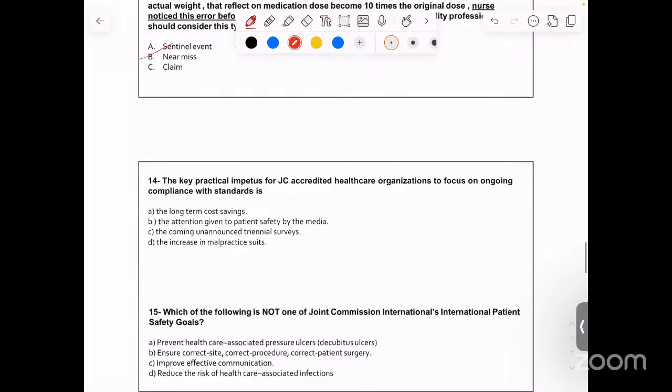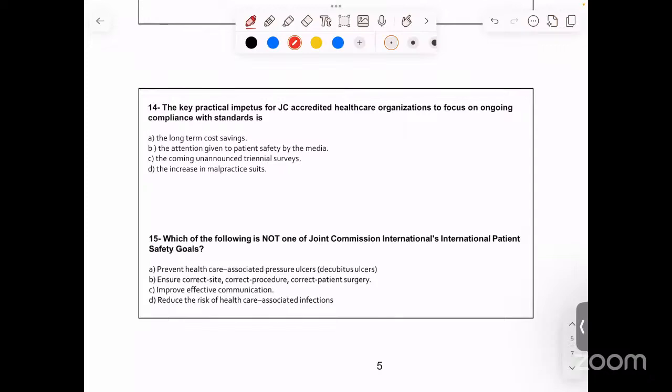Okay, number 14. The key practical impetus for JCI accredited healthcare organizations to focus on ongoing compliance with standards is: A, the long-term cost savings; B, the attention given to patient safety by the media; C, the coming unannounced triennial surveys; D, the increase in malpractice suits.